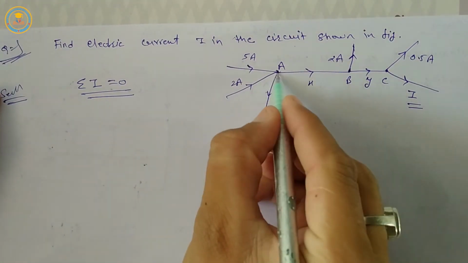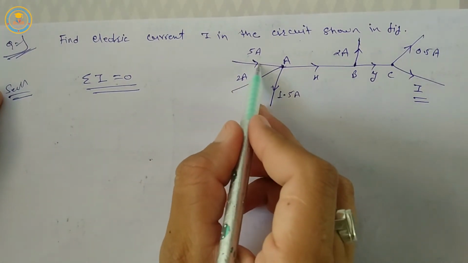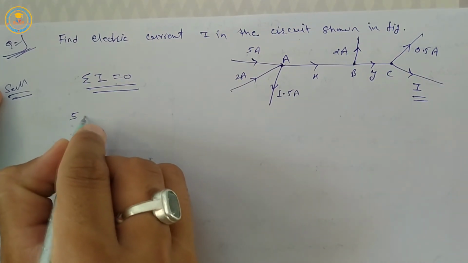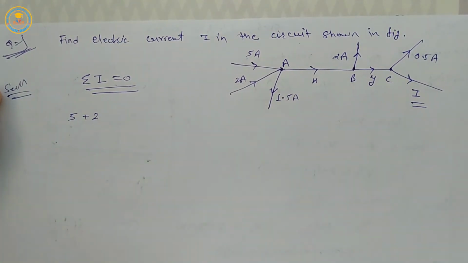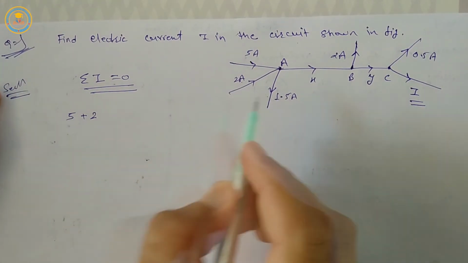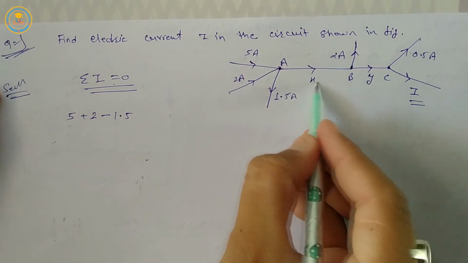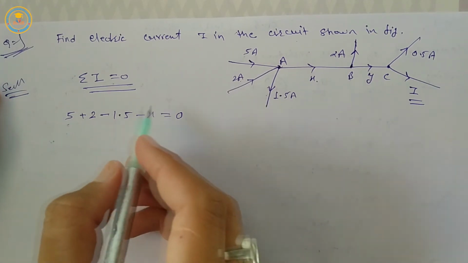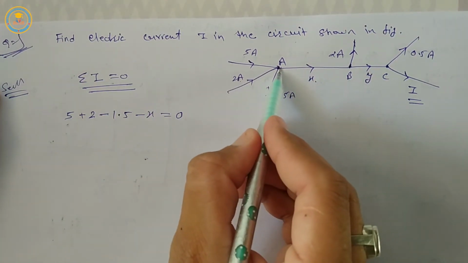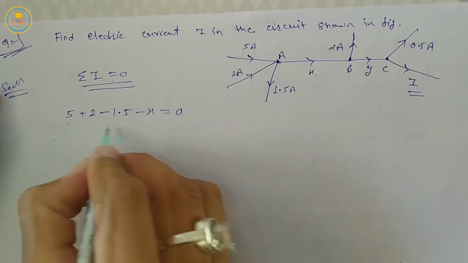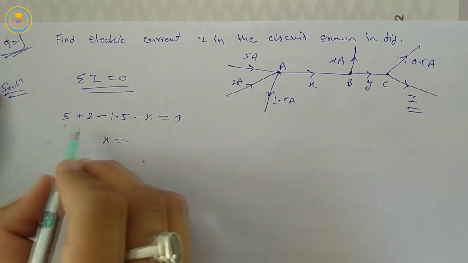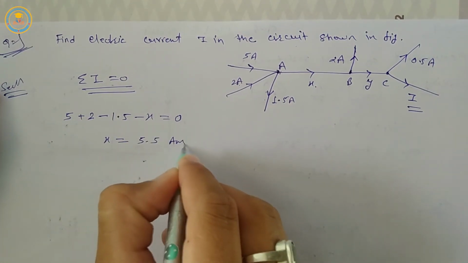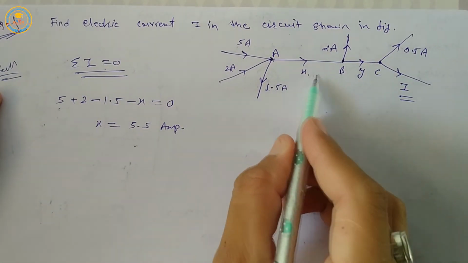So for junction point A, this current is in the inward direction, so it is positive 5, plus this also in the inward direction, positive 2. This is in the outward direction, so minus 1.5, and this also minus x is equal to 0. This is the algebraic sum of the electric currents at this junction point. From this equation, x is equal to 5 plus 2, 7, minus 1.5, so we get 5.5 ampere.